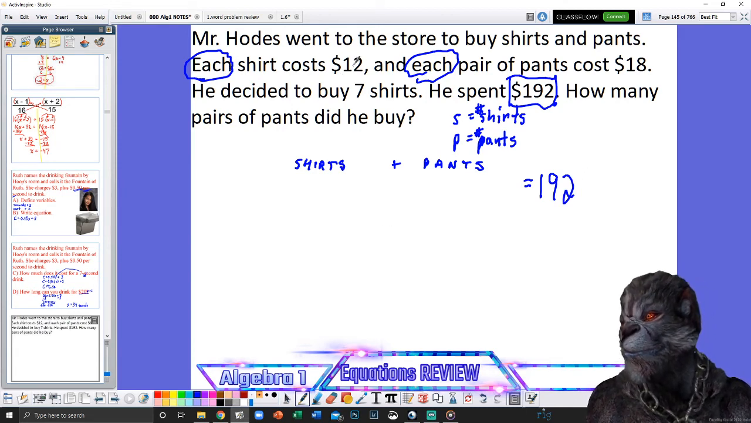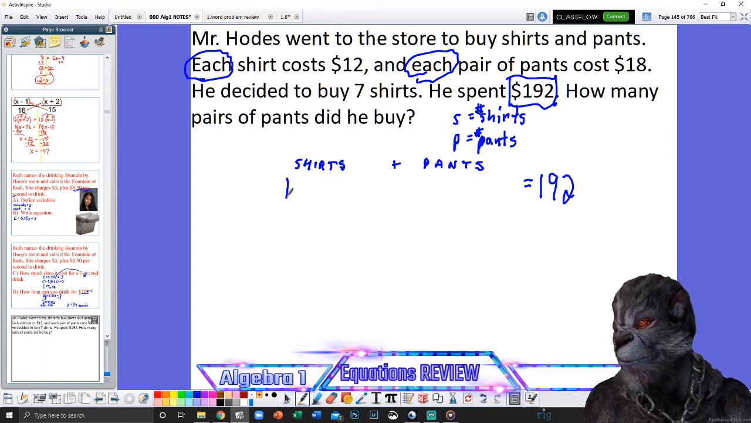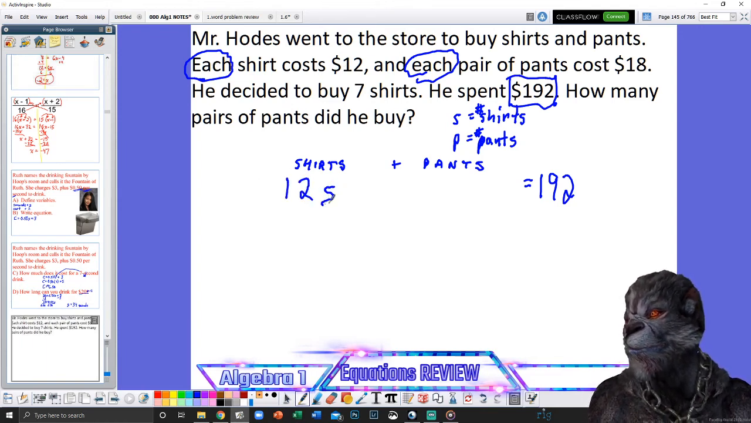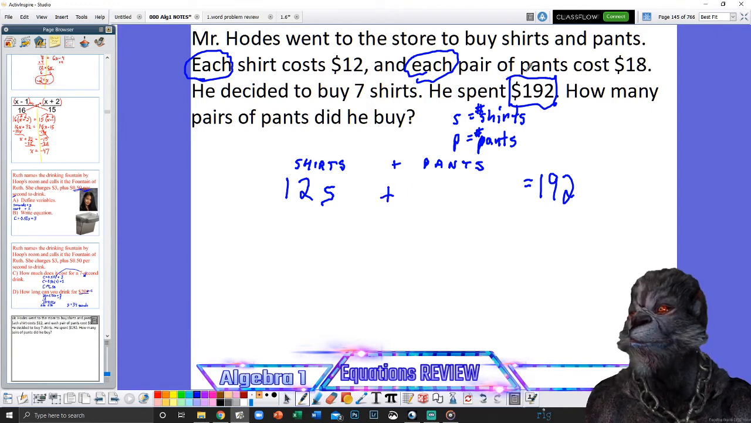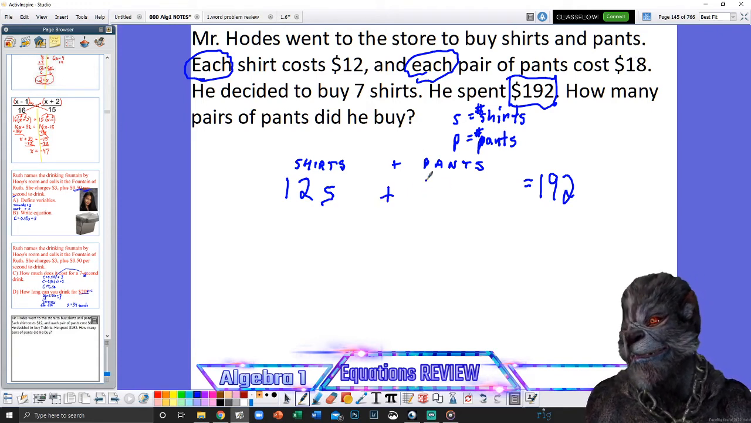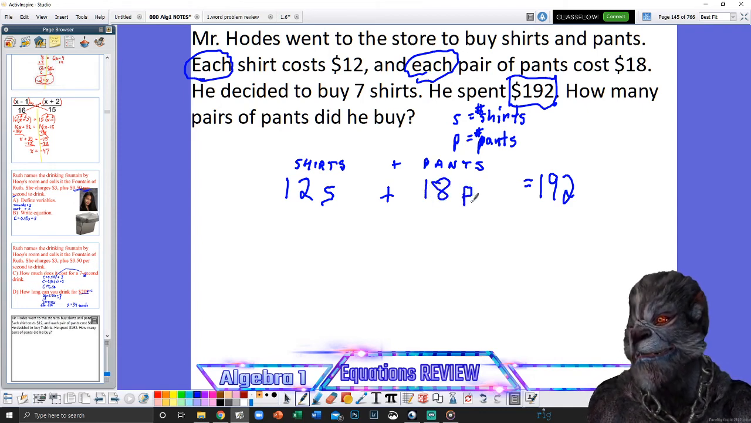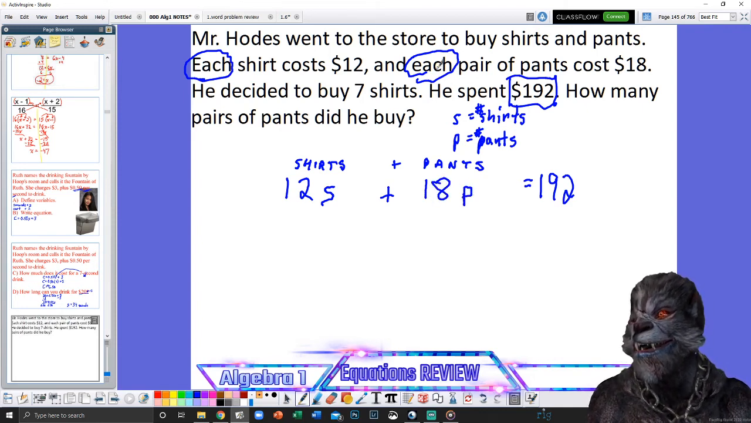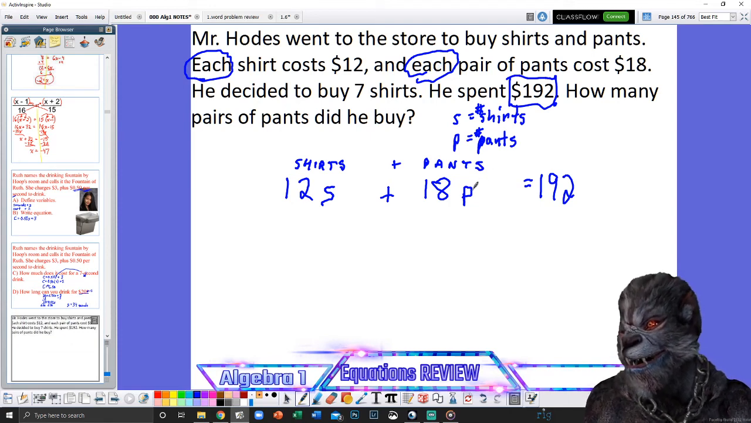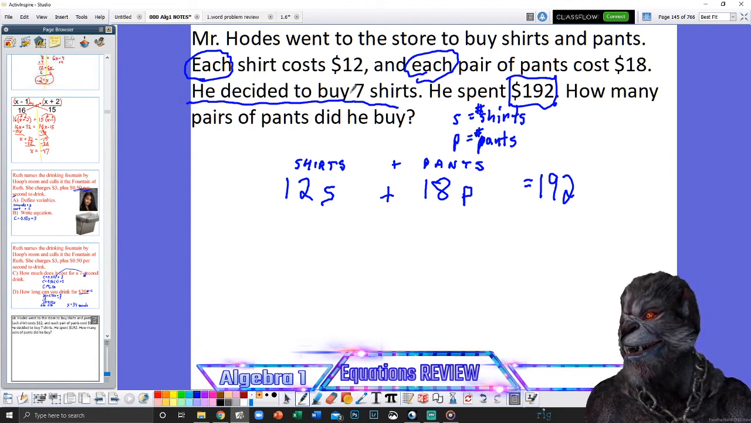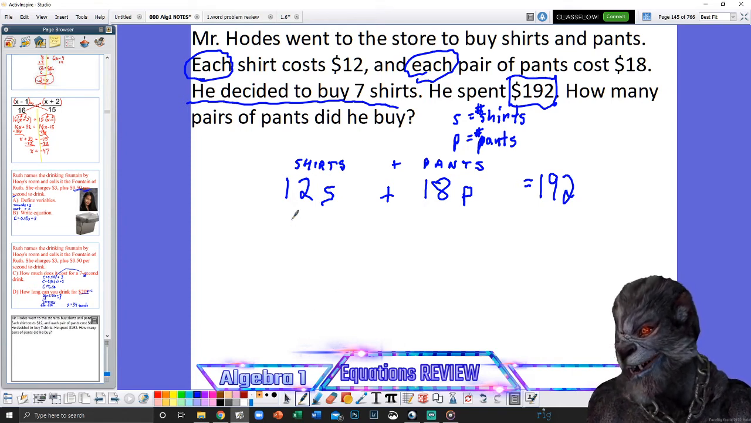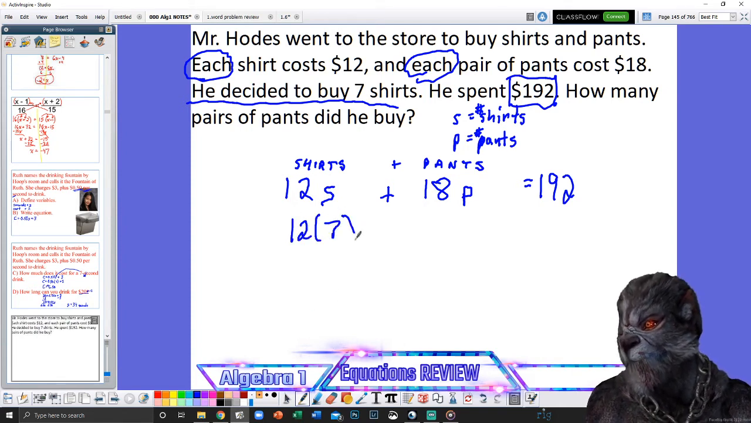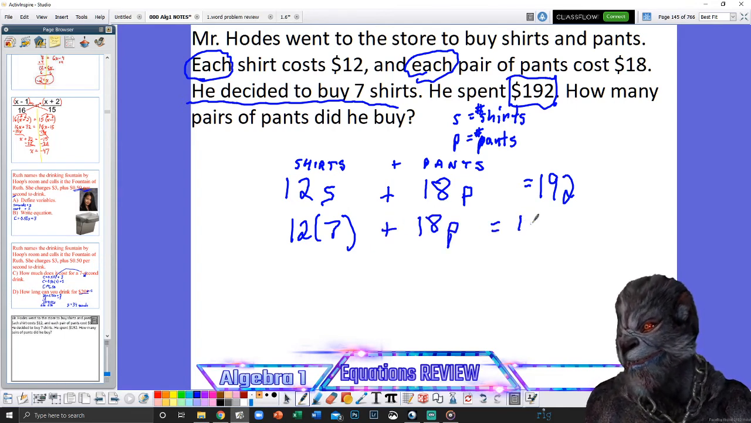Each shirt is $12. We see the word each, so I'm going to put times S. Pants are $18. So that's 18p for pants. That's because I have an each there. Each and per, remember, means times the variable. Now we have an additional sentence to help us out. He decided to buy 7 shirts. So instead of S, I can put the number 7. So I'm substituting 7 in place of S because he bought 7 shirts.